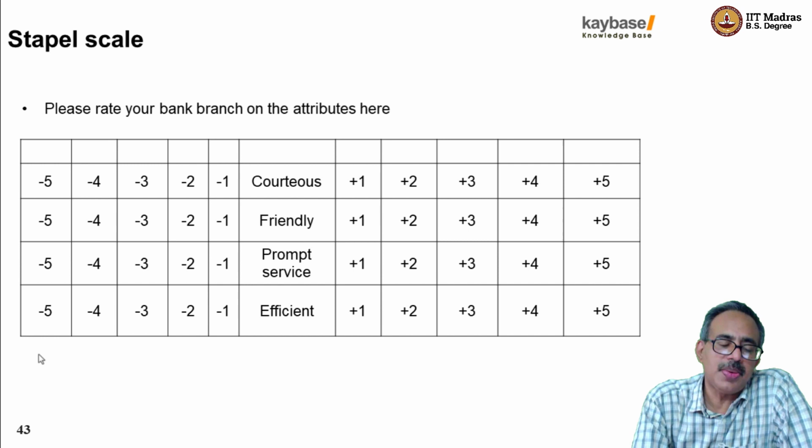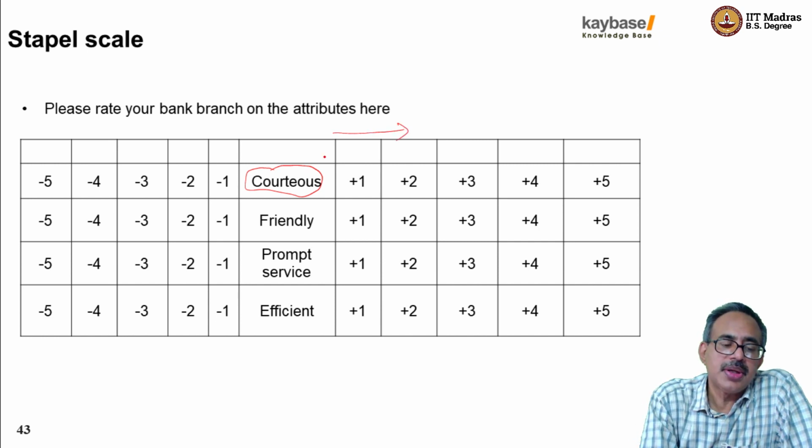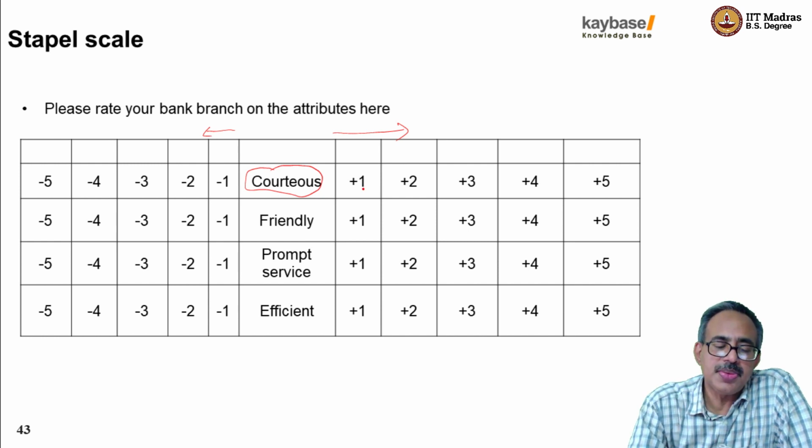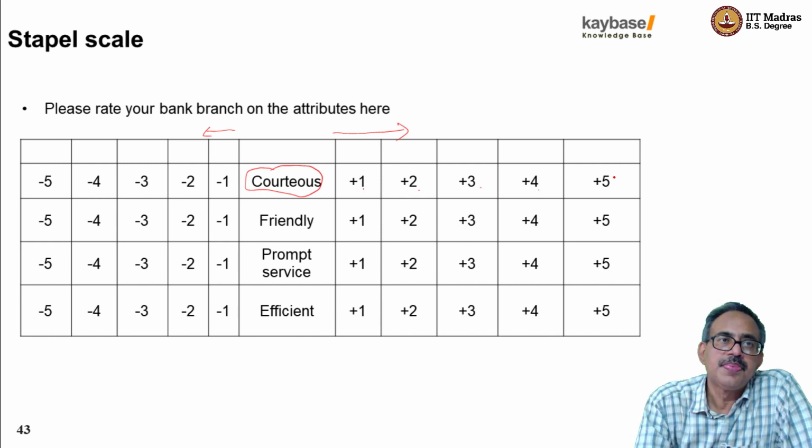Here too, we're talking about just one quality. That was a restaurant. Here we're talking about a bank. And we're saying, say, courtesy, for example. Now, if you believe that the bank is courteous, you can give a positive side score. If you believe the bank is not courteous, you can give a negative side score. And the strength of the opinion can be +1 or 2 or 3 or 4 or 5. Or -1 or 2 or 3 or 4 or 5.